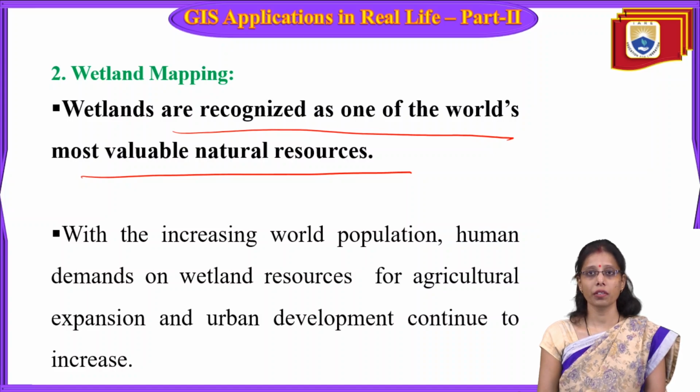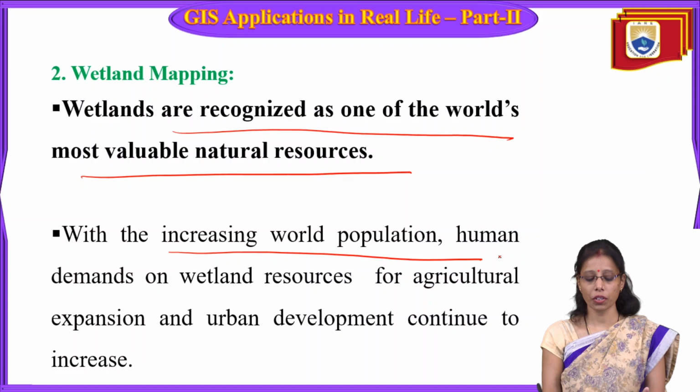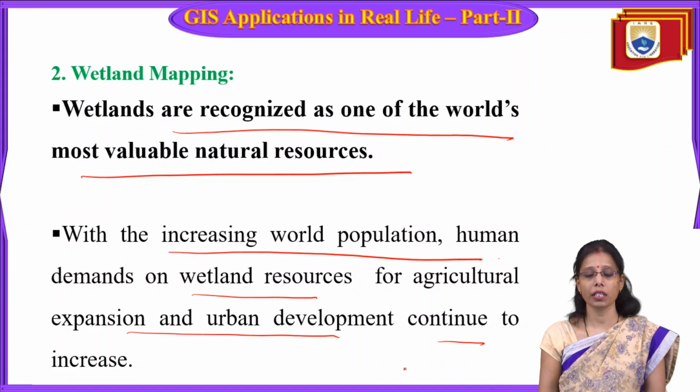So in the world, the valuable resources, why is it needed? Because with increasing world population, human demands on the wetland resources for agricultural expansion and urban development continue to increase. So wetland areas are identified as valuable natural resources for agricultural purposes and urban development. If we consider this as a developmental land, wetland mapping is very important to find out the present scenario and the future scenario, and what type of condition is there in the area. That can be mapped with the help of GIS, and decision makers and planners can come to the conclusion that this area is suitable or not for construction or any other purpose.